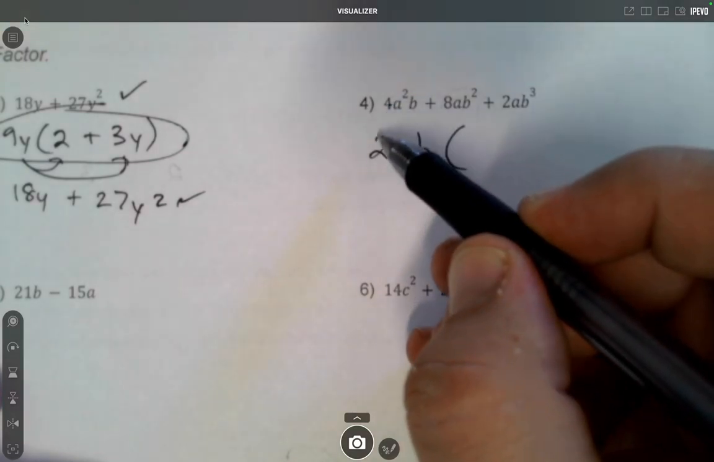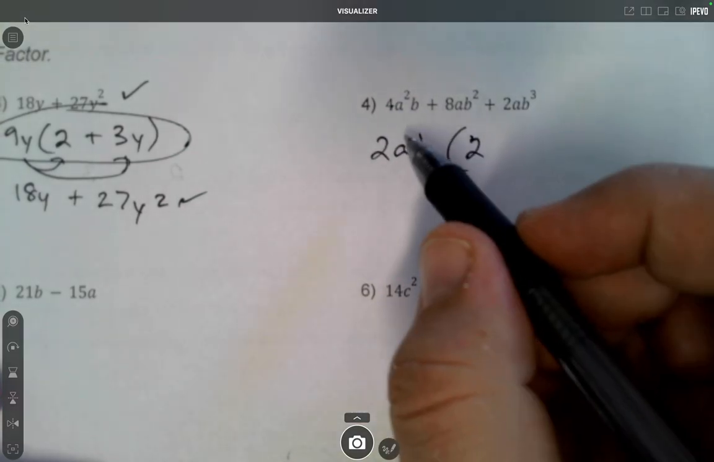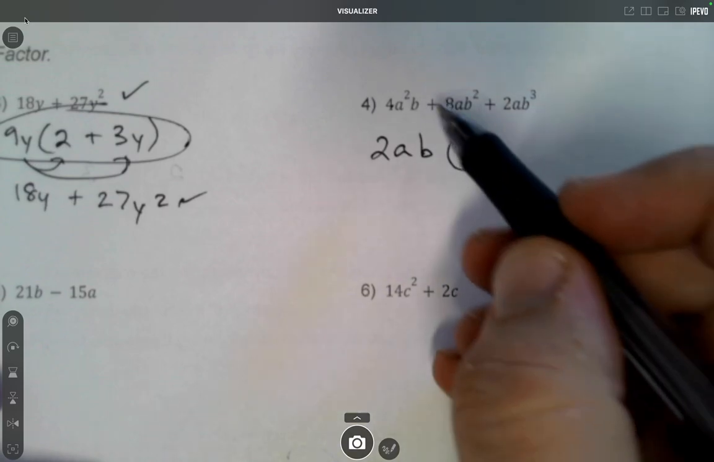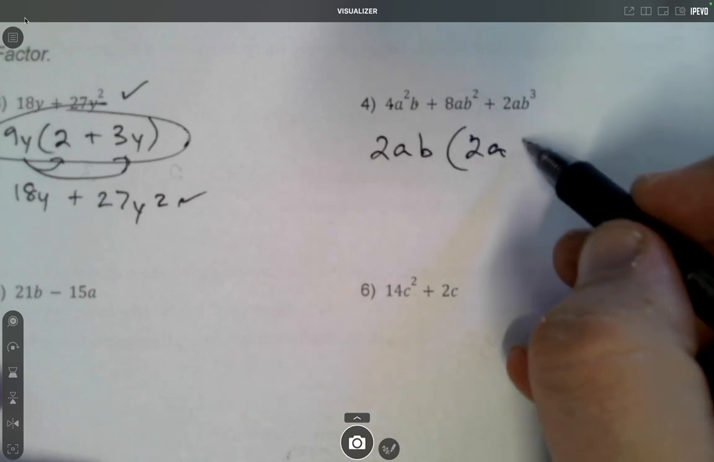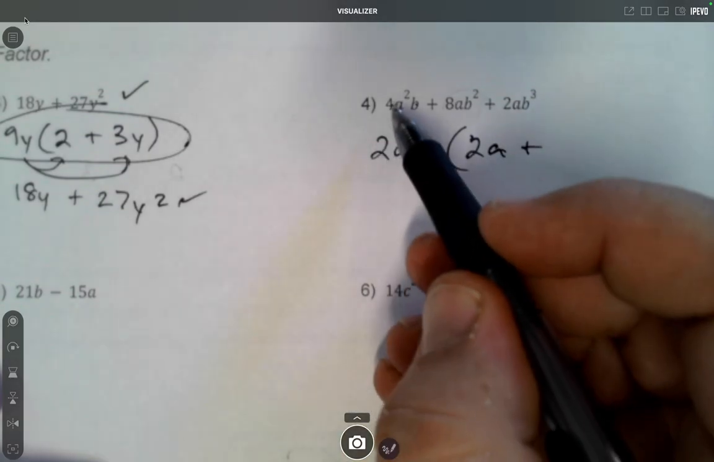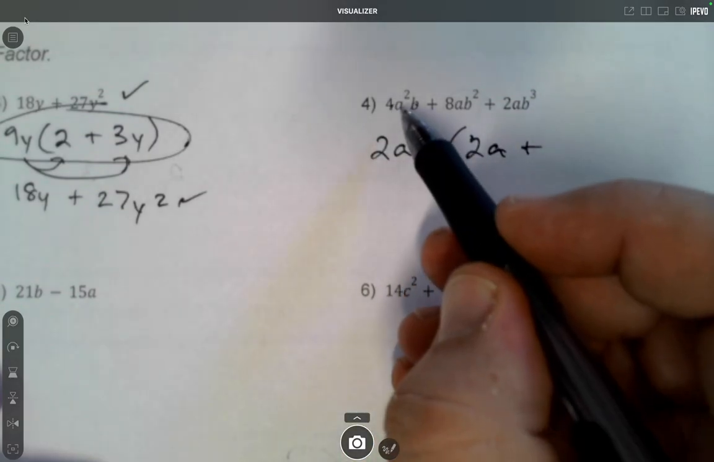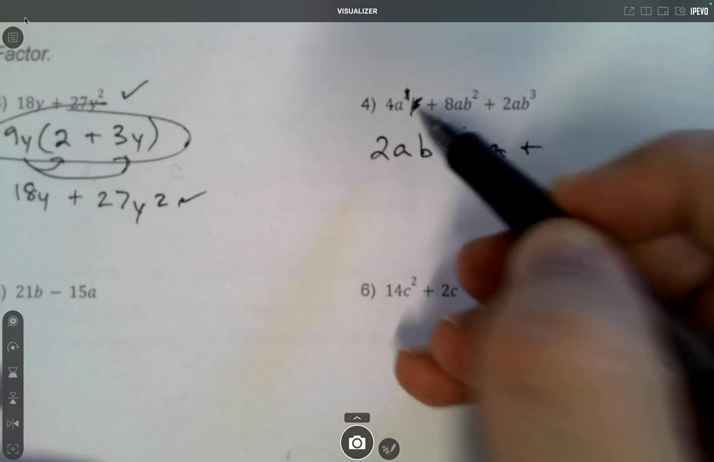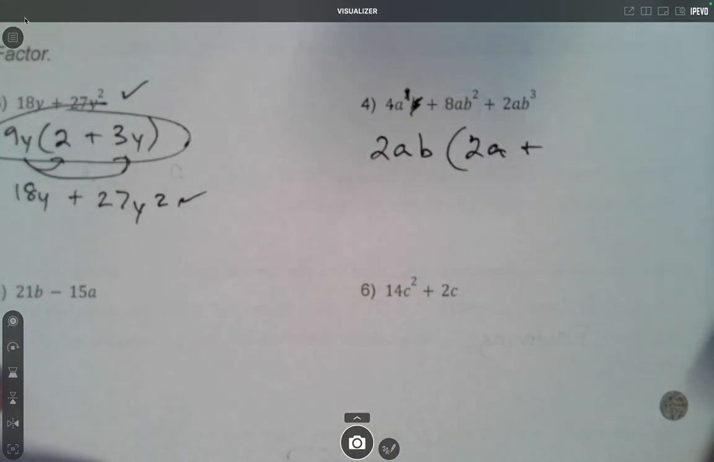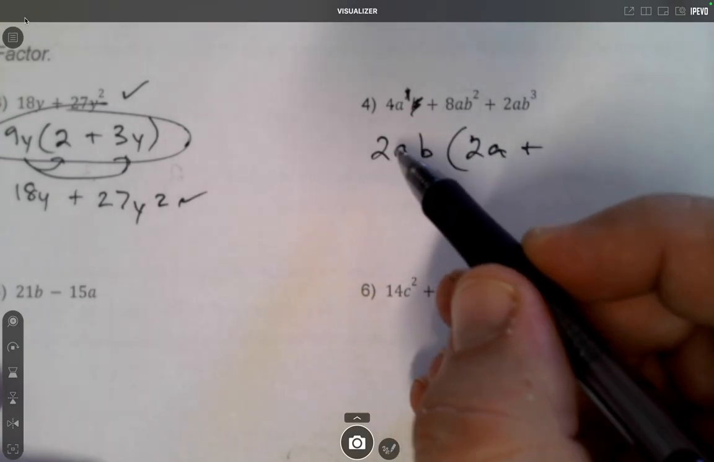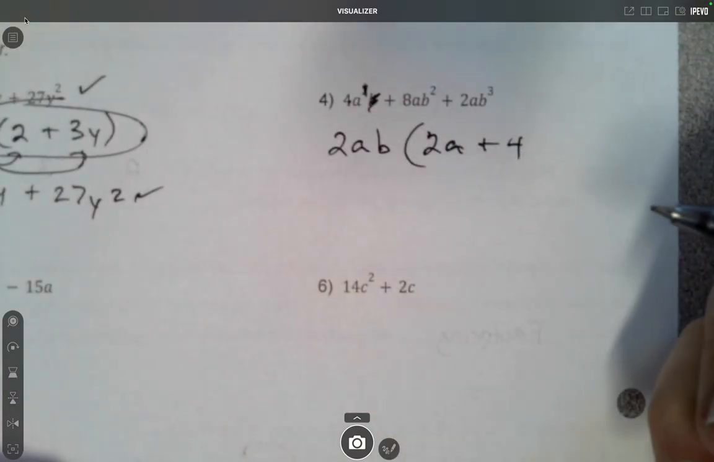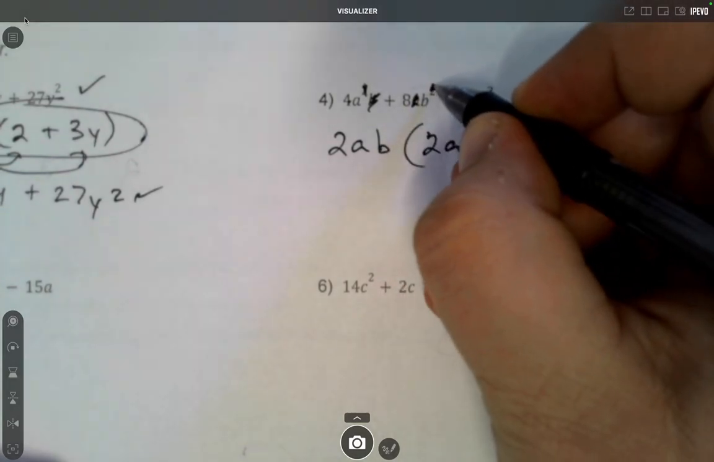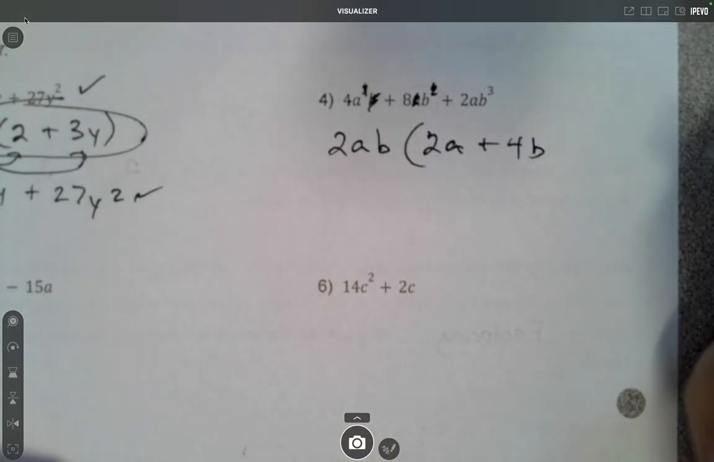So I'm going to say 4 divided by 2 is 2. I took one of those a's out, so I left one behind. I took the only b out, so it's gone. So again, 4 divided by 2 is 2. I took one a away, leaving just an a. I took the only b we had, so it's just 2a. 8 divided by 2 is 4. I took its only a away, and I took one of its b's, so it still has a b left over.